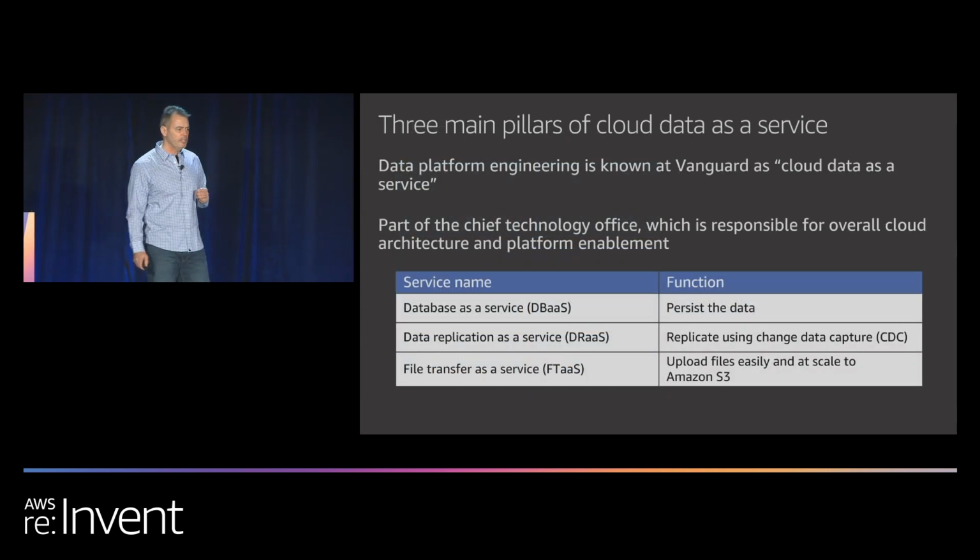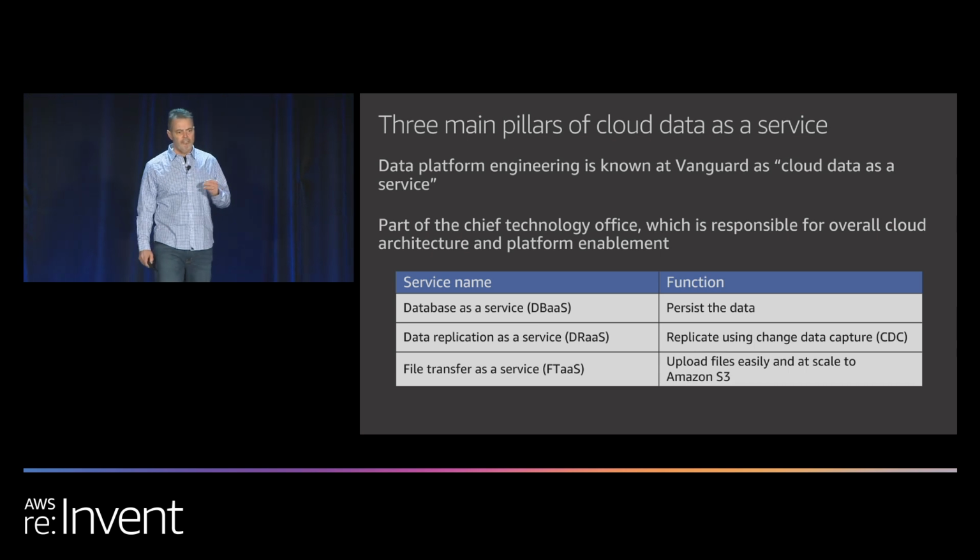So the three main pillars of this program are: cloud database as a service, cloud data replication as a service, and file transfer as a service. And we are part of the Chief Technology Office, so we enable these services for the enterprise.